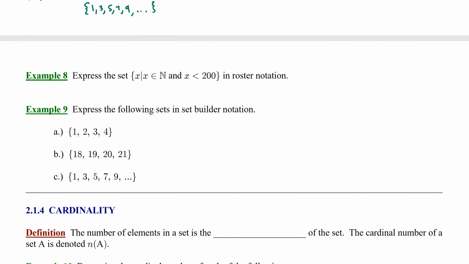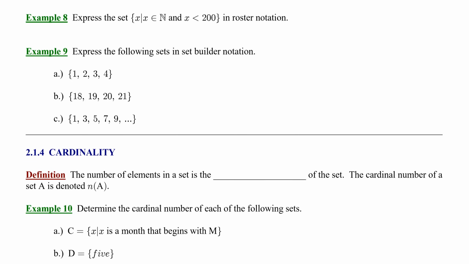Let's try example 8. Express the set of all x, such that x is an element of the natural numbers and x is less than 200 in roster notation. Now remember, in roster notation, we begin with a set of curly braces, and then we just give the roster or the list of elements that belong to that set. So we are dealing with natural numbers or counting numbers, and the first counting number that is less than 200, of course, would be 1.